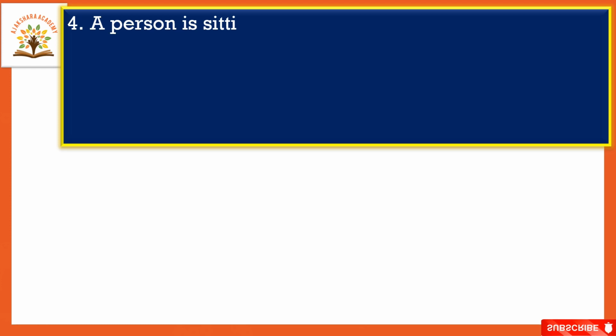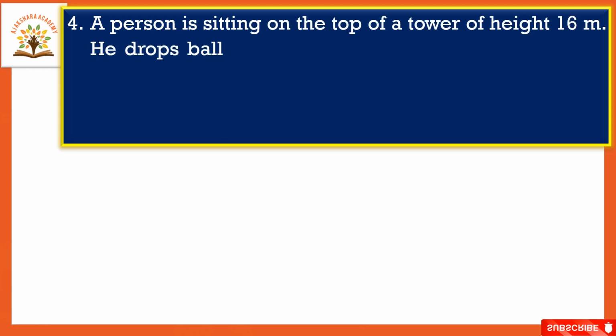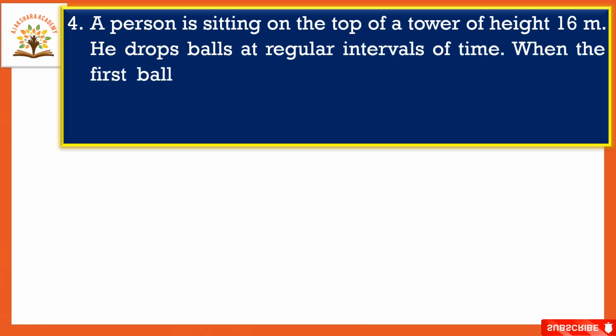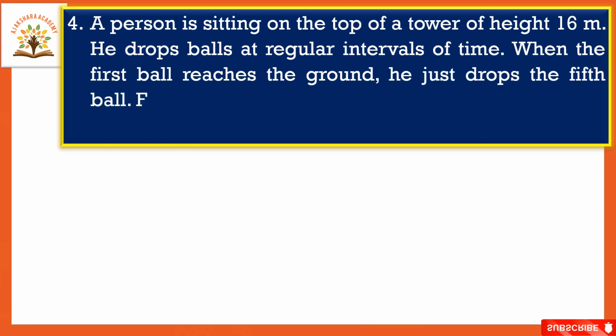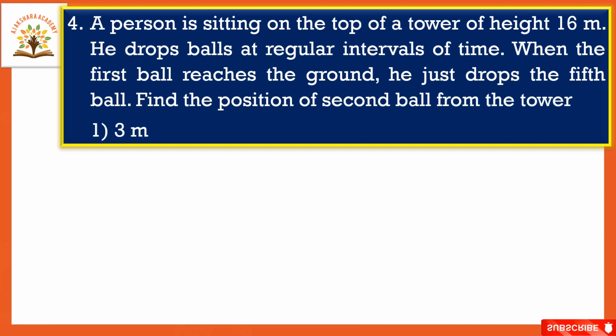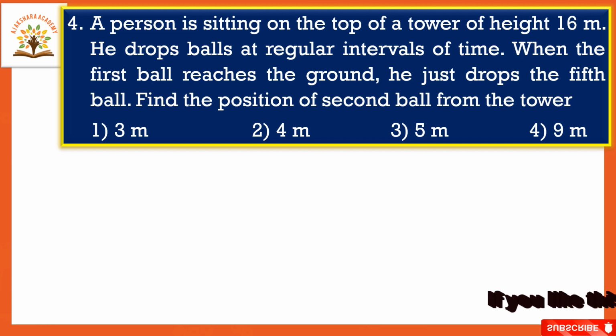A person is sitting on the top of a tower of height 16 meters. He drops balls at regular intervals of time. When the first ball reaches the ground, he just drops the fifth ball. Find the position of the second ball from the tower. Let us go to the solution.